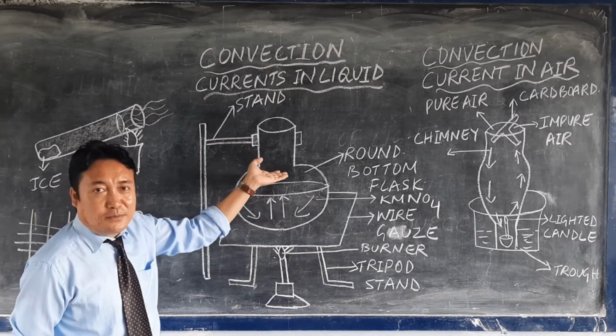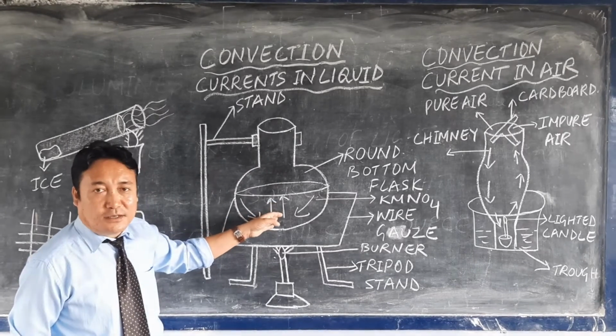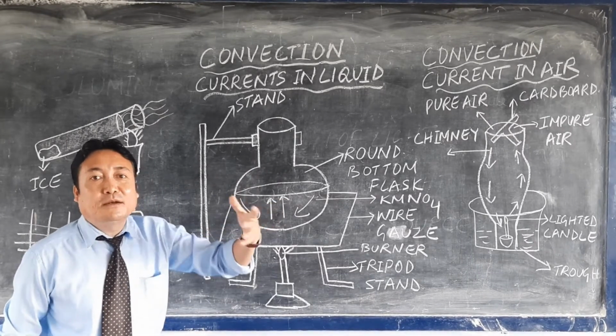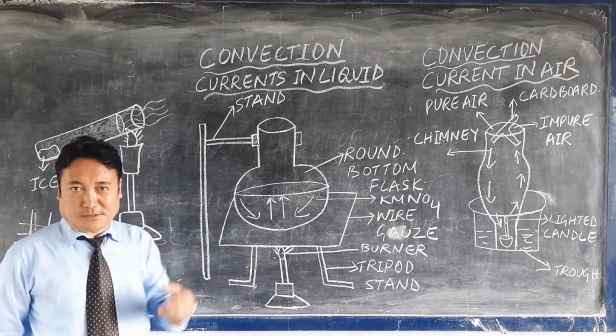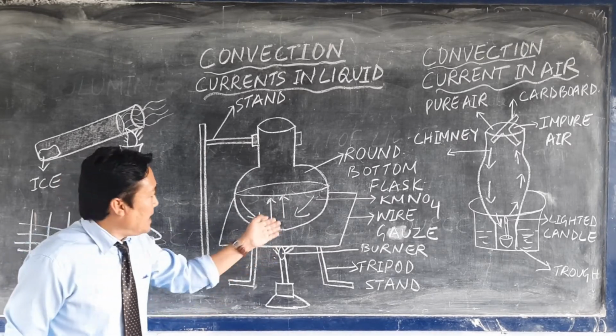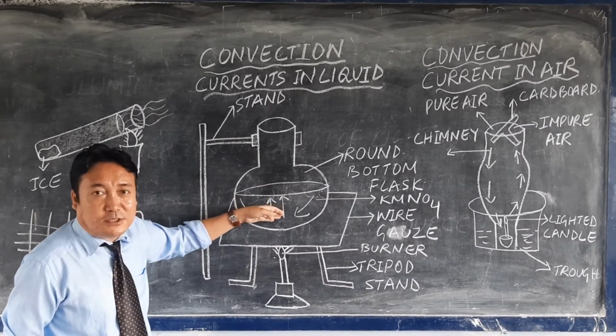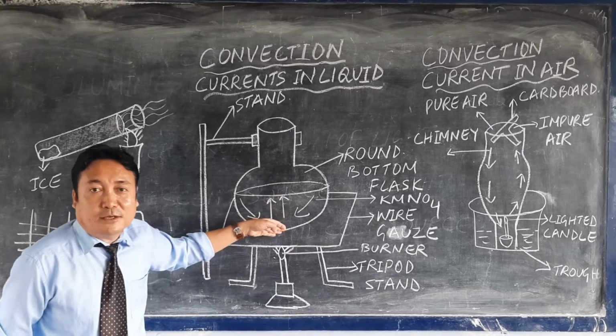When the water gets heated up, it becomes warm and less dense. It becomes very light. Less dense means it becomes light. When it becomes light, it rises up. And the place of this warm water will now be occupied by the cold water.